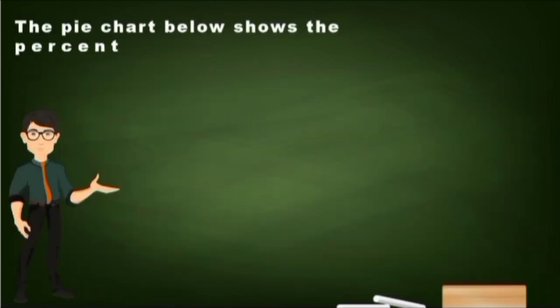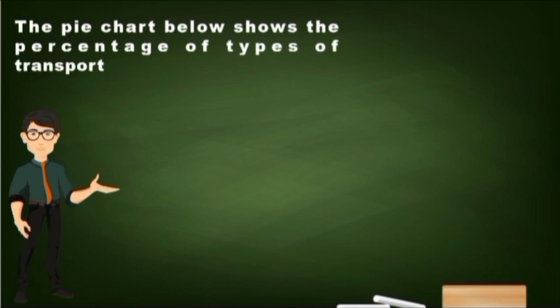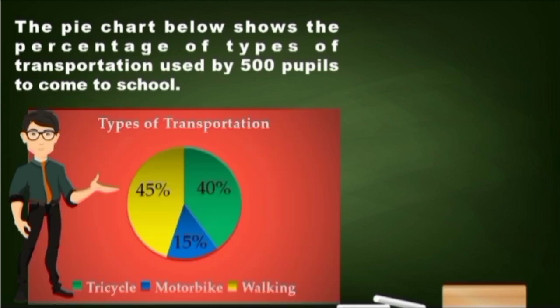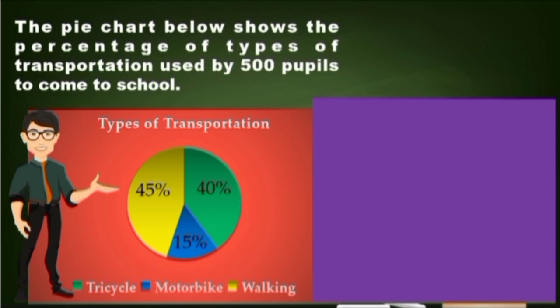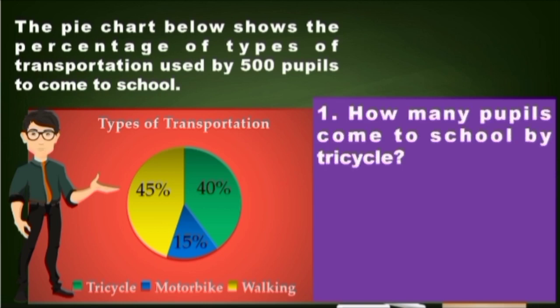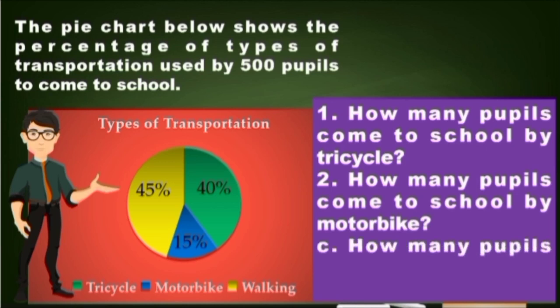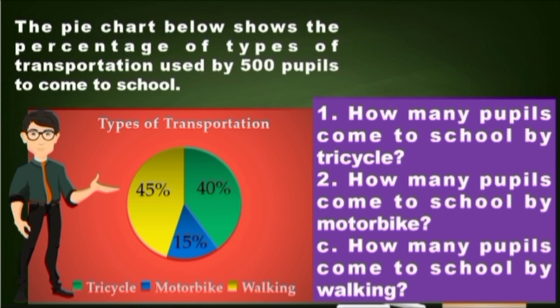For the next problem, the pie chart below shows the percentage of types of transportation used by 500 pupils to come to school. The chart entitled The Type of Transportation. The first question to answer, how many pupils come to school by tricycle? Number 2, how many pupils come to school by motorbike? And letter C, how many pupils come to school by walking?